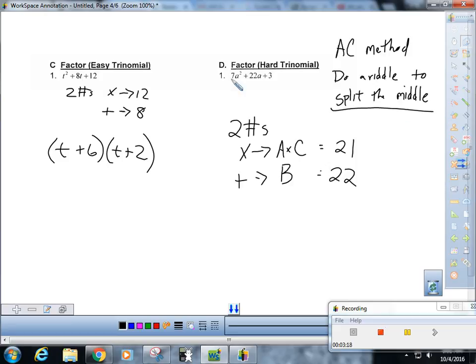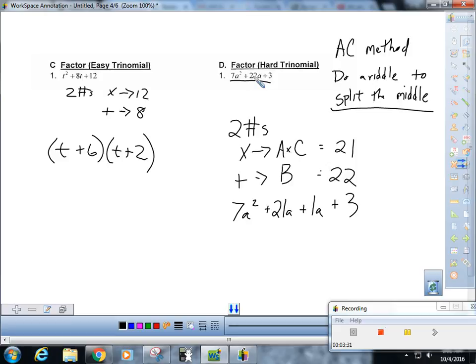So you want to rewrite this as 7a squared plus 21a plus 1a plus 3. I did a riddle, this is my riddle, so that I could split up the middle. I took the 22a and I rewrote it as 21a plus 1a. Now, I'm sure you're thinking, what in the heck did you do that for? That's just the trick to do these. These are literally just like riddles, they're tricks.